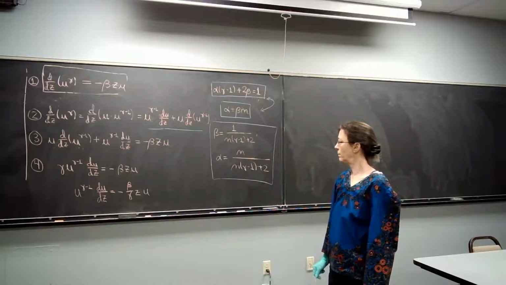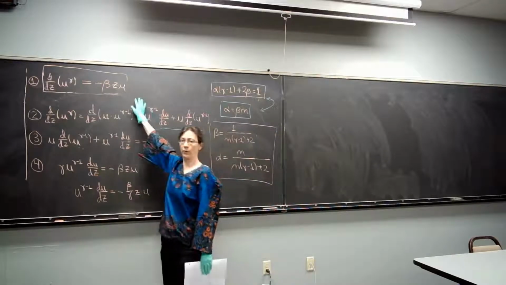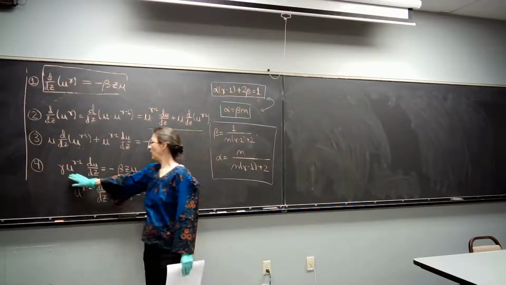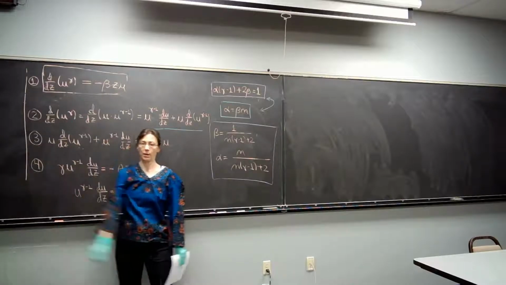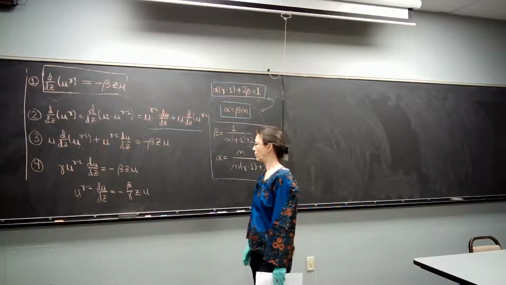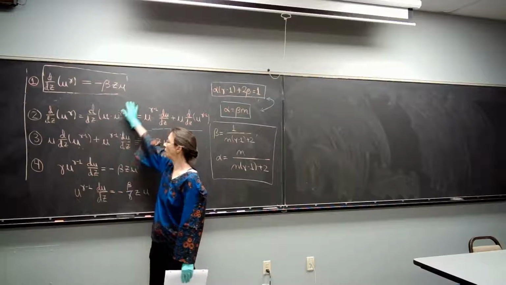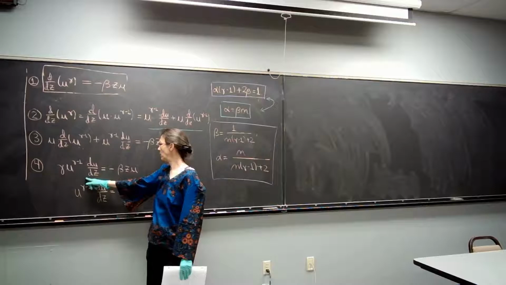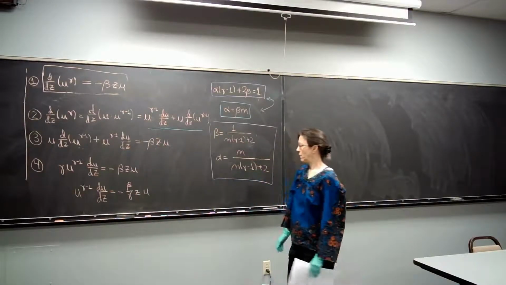Okay. But here's another way to rewrite this equation. Just differentiate the left-hand side this time using the usual power rule and chain rule. So a different way to rewrite the equation in line 1 is just gamma u to the gamma minus 1 du/dz equals, here's my right-hand side again, minus beta zu.